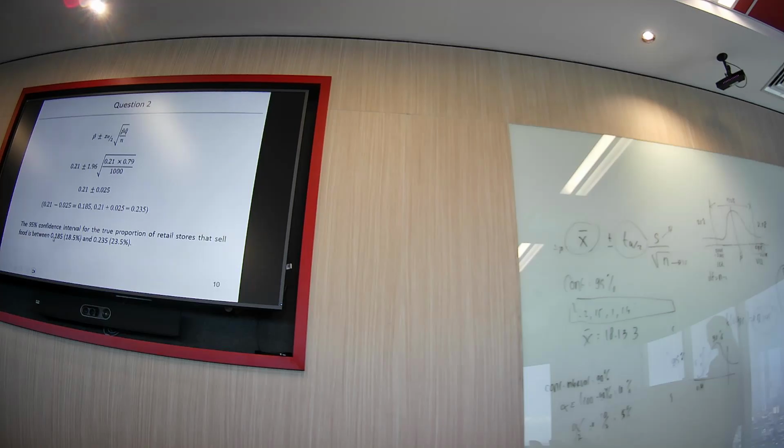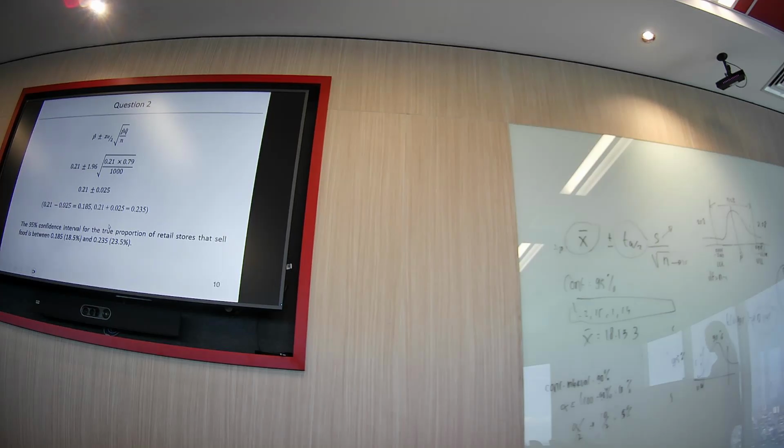Again, this is a decimal. This is the proportion, but you can change it into a percentage. So 95% of the proportion is from 18.5 to around this number.